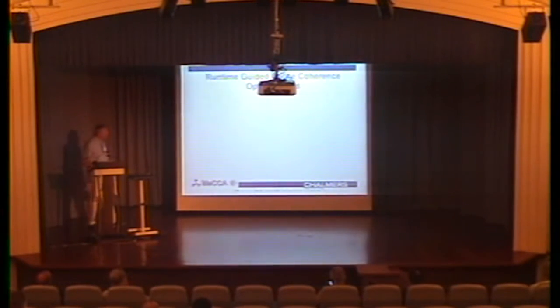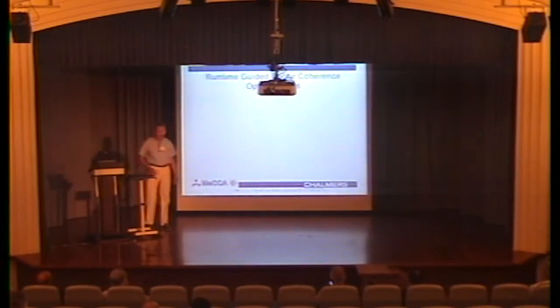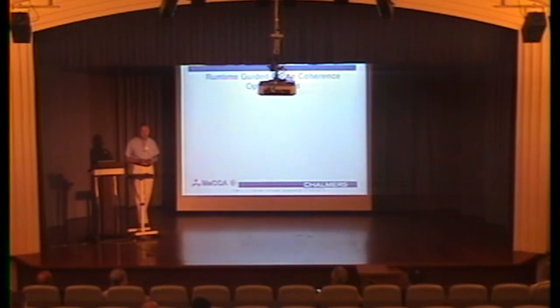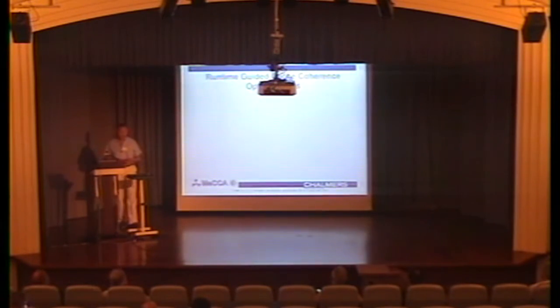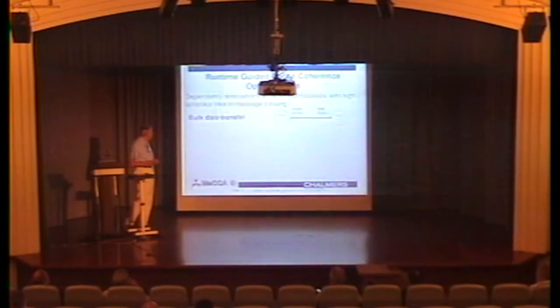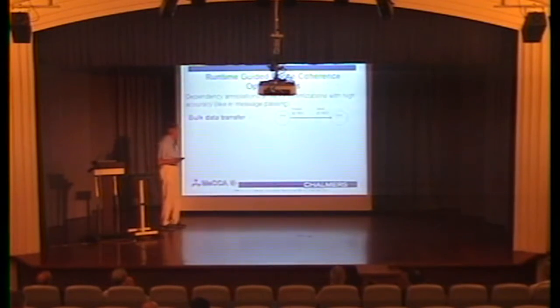Runtime guided cache coherence. There was the debate many years ago about message passing versus shared memory, right? And the good thing about message passing is that you explicitly define what data is going to be transferred between a producer and a consumer, for example. And we have that in these annotations as well.